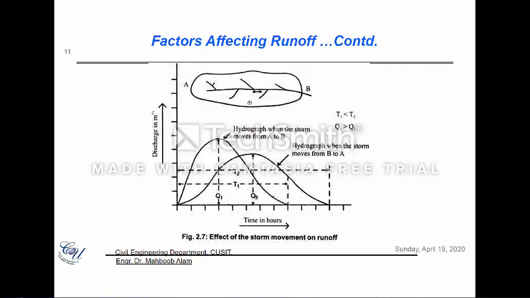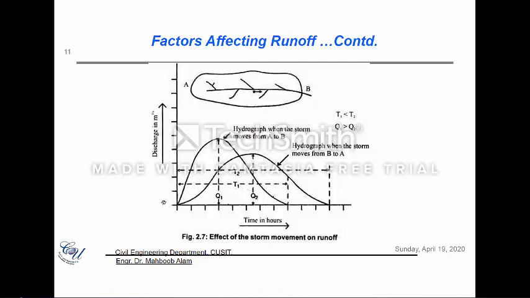Let's say this is a certain catchment, and these are the 2 points of that catchment, point A and point B. And let us assume that the storm, or let's say the cloud process, is moving from point A to point B. And this is our hydrograph. In the previous lecture, we looked into the hydrograph and we said that hydrograph is nothing but just the discharge process recorded in a time. So on x-axis you have time, on y-axis you have the total discharge.